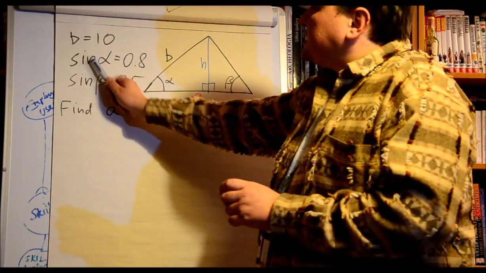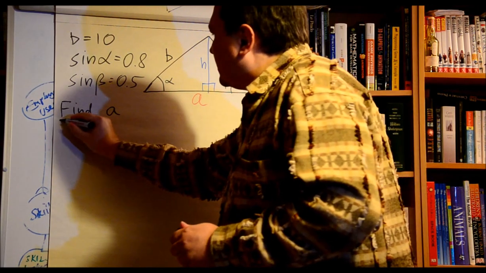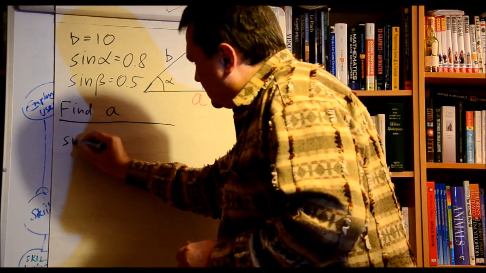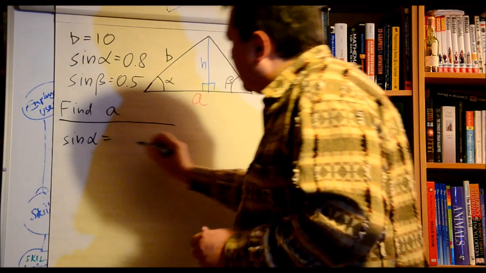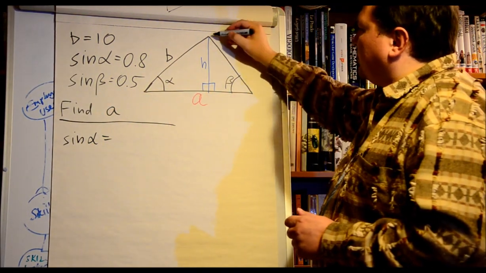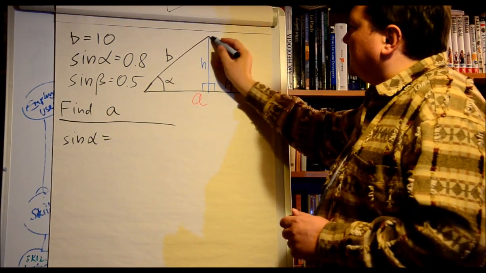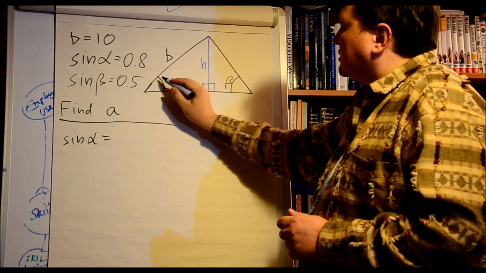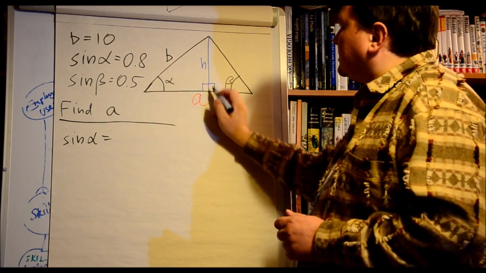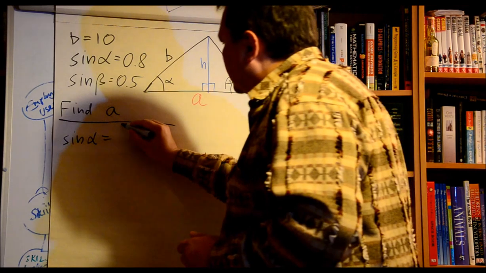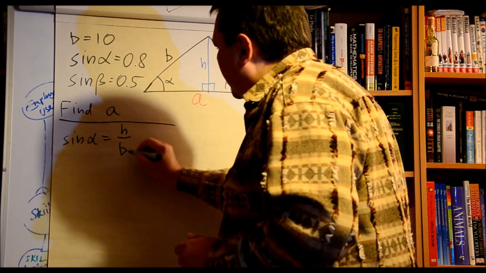Let's start from something we know. Sine alpha, it's now clearly visible that this is h divided by b. Okay, and we are working with this right triangle here. So it is h divided by b.